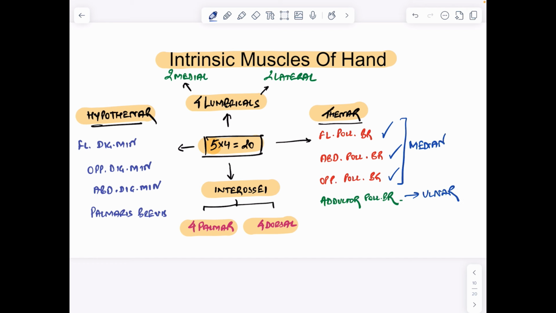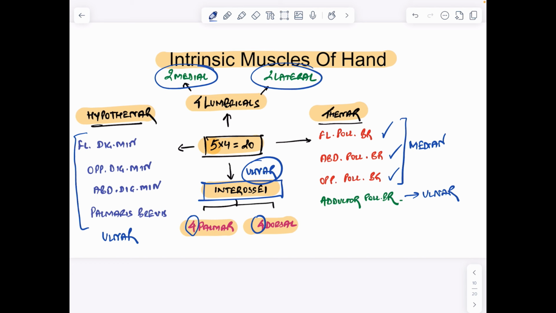ulnar nerve. On the other hand, if we look at the hypothenar muscles, all the hypothenar muscles are supplied by the ulnar nerve. You see the interossei, which can be divided into 4 palmar and 4 dorsal, all of them are supplied by the ulnar nerve. And if you look at the lumbricals, which can be categorized into 2 medial and 2 lateral, the 2 lateral are supplied by the median nerve, while the 2 medial are supplied by the ulnar nerve. Although the first lumbrical is rudimentary, practically the majority of the lumbricals are supplied by the ulnar nerve.